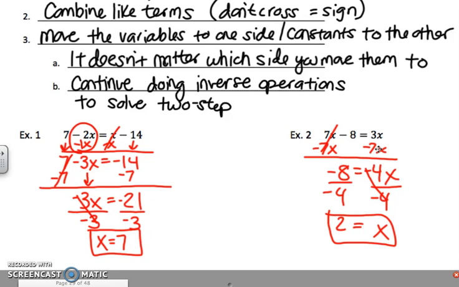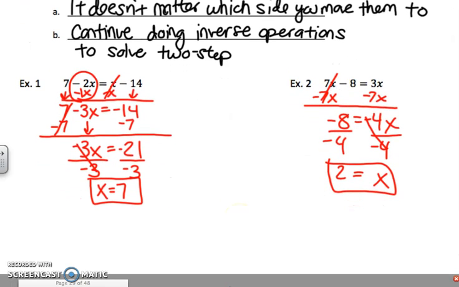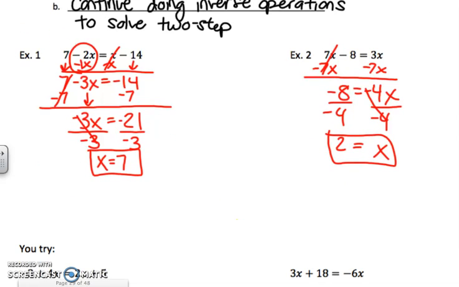All right, so those are examples of variables on both sides. What you're going to do is you're going to try the bottom two. So go ahead and press pause and then try these two on the bottom. I'm about to put up the answers, so don't forget to press pause.